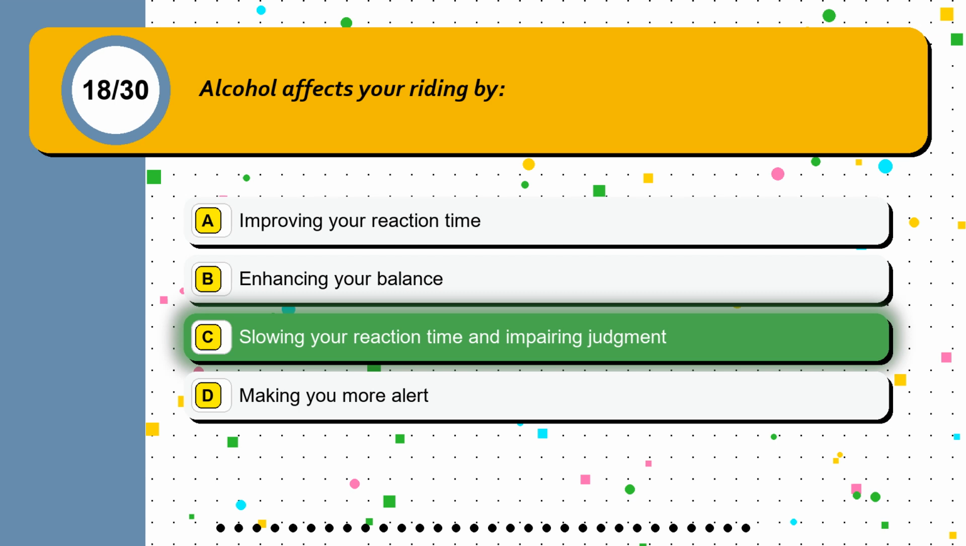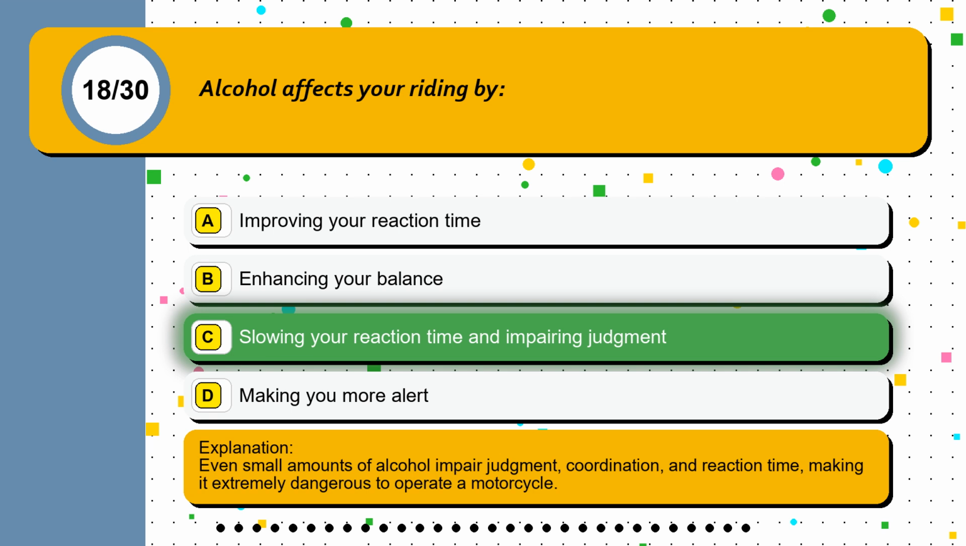The correct answer is option C. Slowing your reaction time and impairing judgment. Even small amounts of alcohol impair judgment, coordination, and reaction time, making it extremely dangerous to operate a motorcycle.